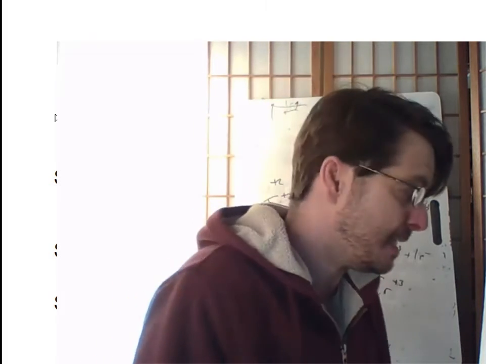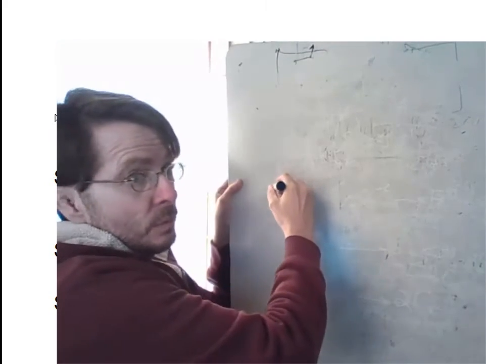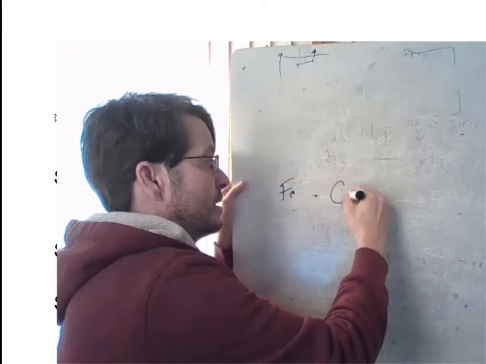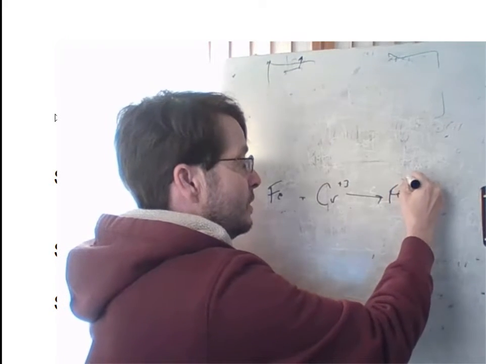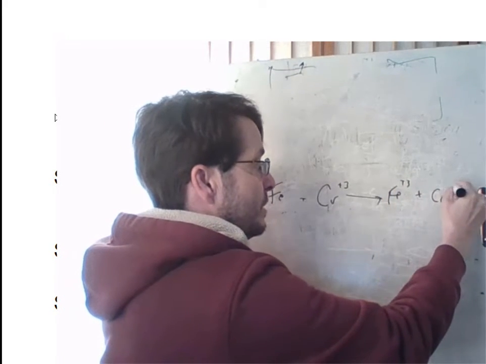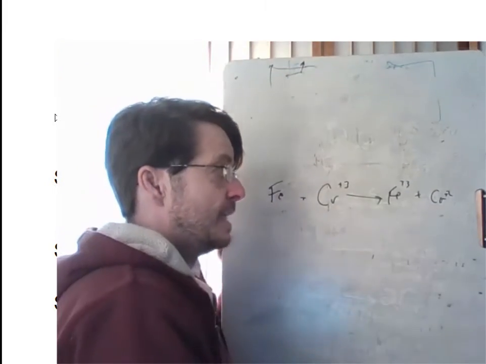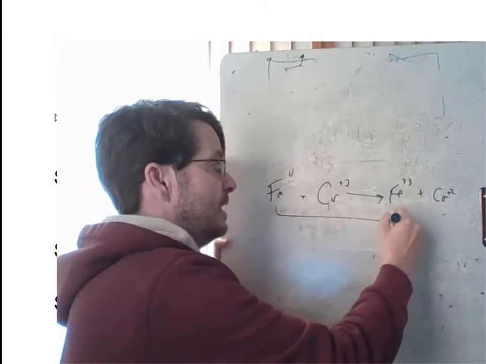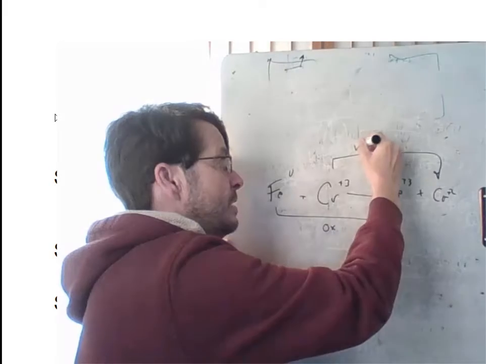We can see that our iron, in this case, we have neutral iron plus chromium 3 goes to iron 3 plus a chromium 2. So this reaction takes place. We can see that the iron goes from 0 to plus 3. That's our oxidation. Here's our reduction.